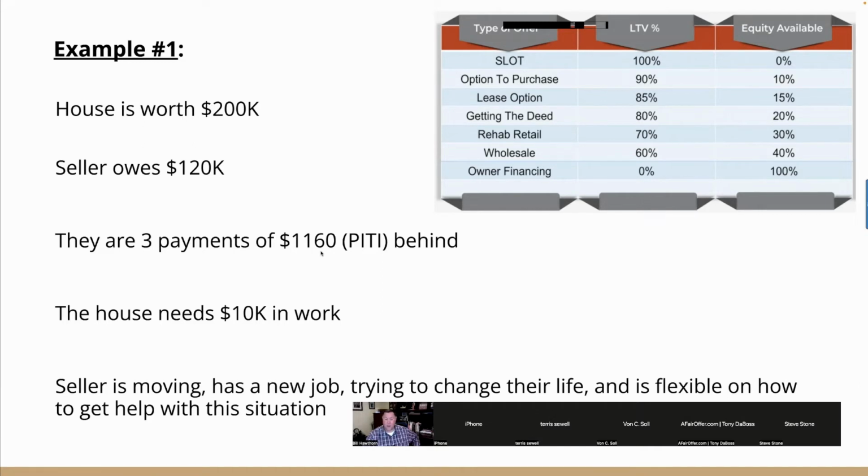Because they're not only behind on their mortgage payments, the mortgage payments are usually the last thing they're behind on. They're probably behind on their car payments, their electric bills, everything else is behind too. Okay, so you're going to help them with their credit.